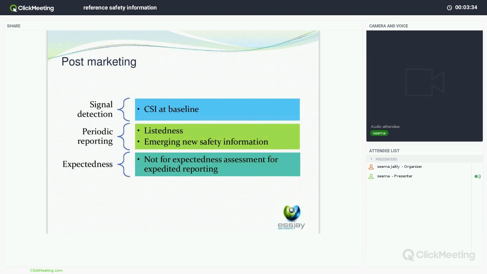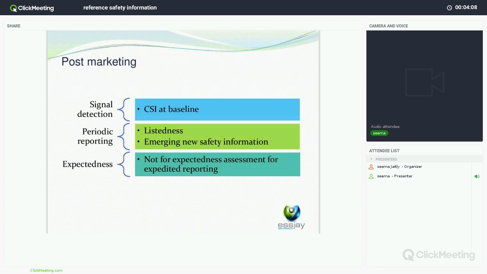When we're looking at the reference safety information in the post-marketing setting, you have your signal detection activities, and here the CSI is providing your baseline, so you can evaluate incoming data against the CSI and identify any areas that might need to be reviewed. Then after review of that signal, you can make a decision as to whether you need to update the core safety information, and that will lead to an update to your SPC or your prescribing information thereafter.